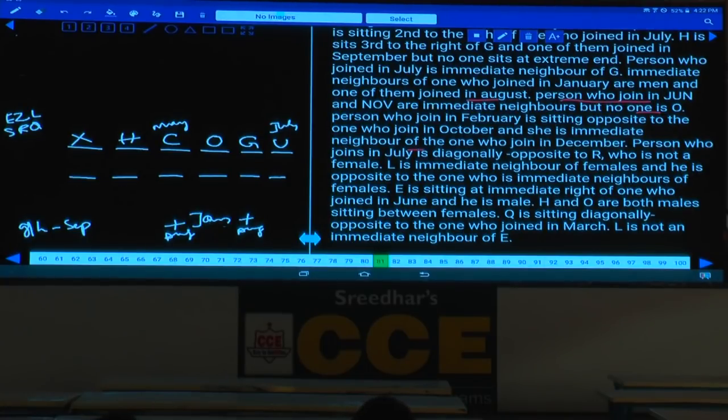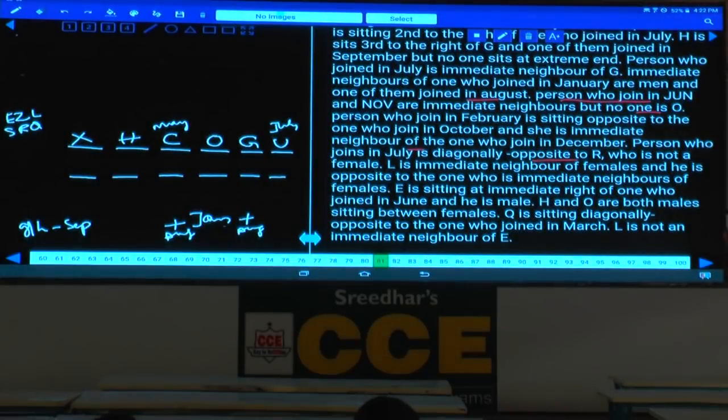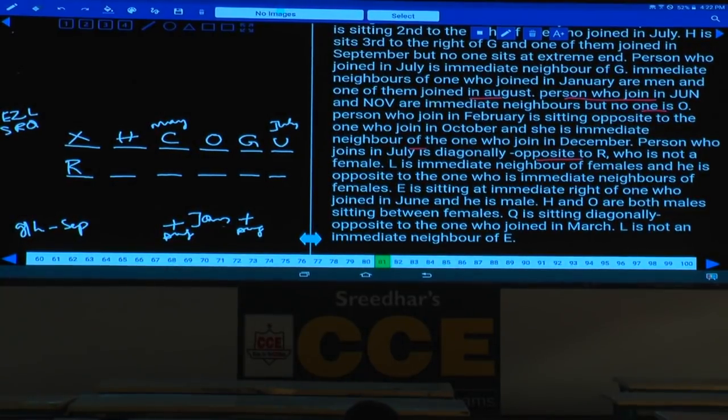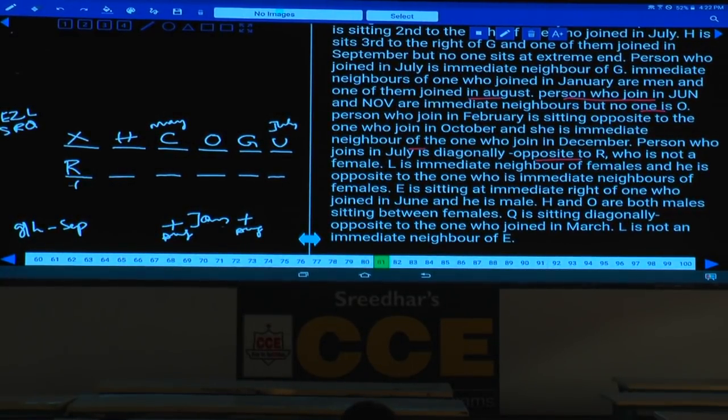The person who joined in July is diagonally opposite to R. July is diagonally opposite to R. R must be here, and since R is not a female, R is a male. Clear now? R is a male. And L is an immediate neighbor of the females, which can be represented like this. And he is opposite the one who is an immediate neighbor of females.